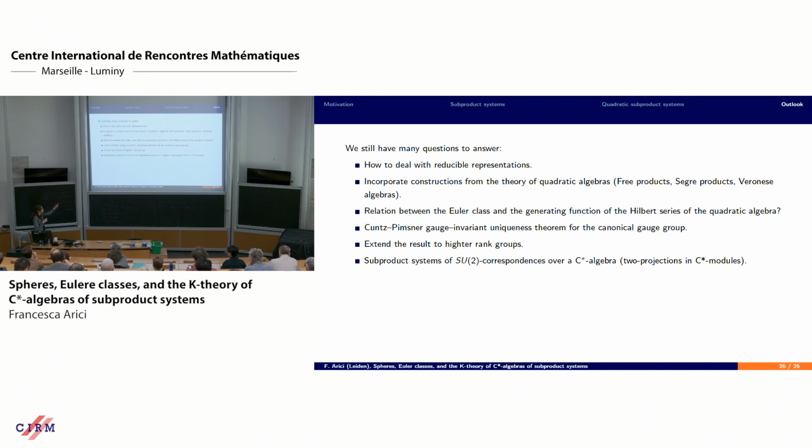So that connects to a problem that Bram Mesland and Adam Rennie worked on a couple of years ago about two projections in Hilbert C-star modules. But this is for another project.